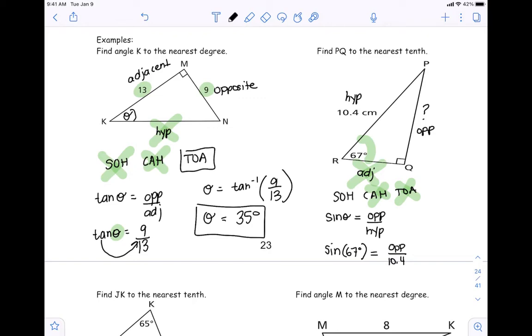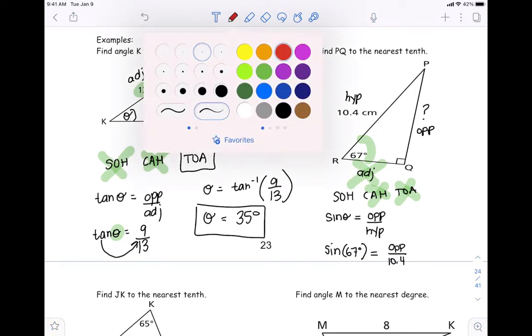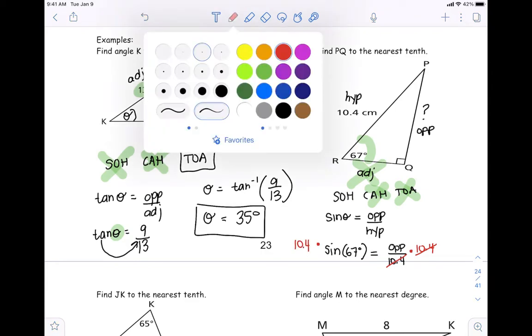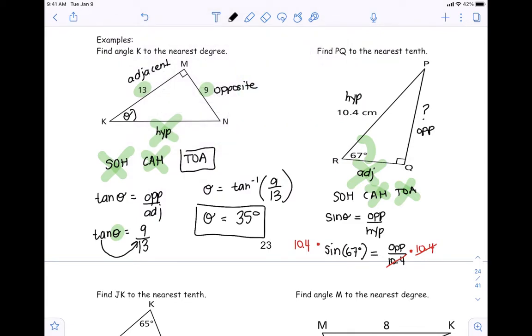Now the goal of the question is to solve for my opposite, which is my PQ. In order for us to solve for that, we need to get it by itself. So for opposite to be by itself, we have to get rid of this 10.4. Right now it's dividing, so the opposite is multiplication. So we're going to multiply our right side by 10.4, and what we do on the right side, we have to do on the left side. So we also have to multiply by 10.4 on the left. That's your last step to get the opposite.